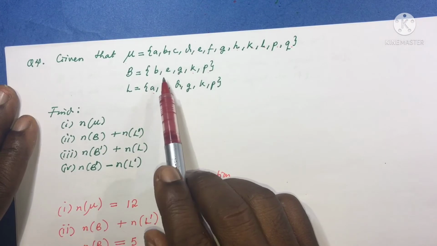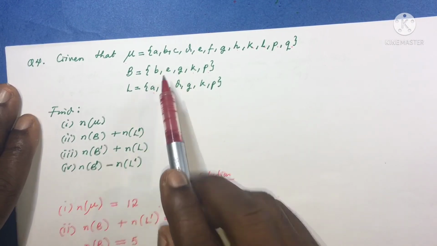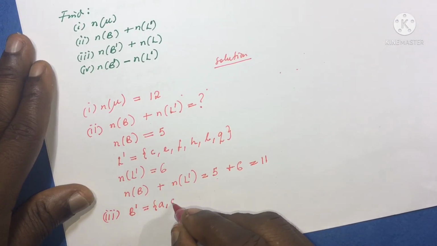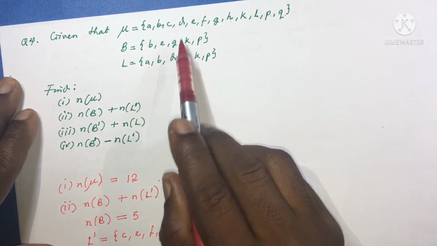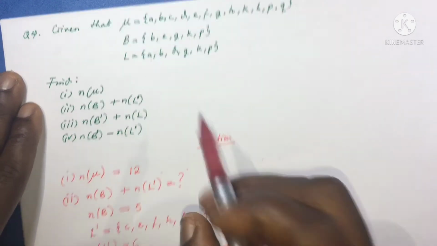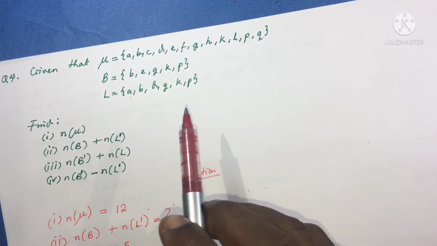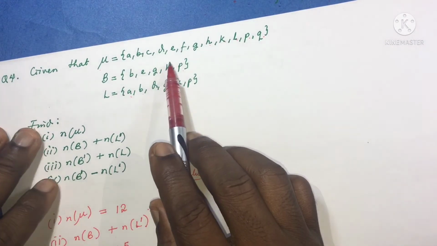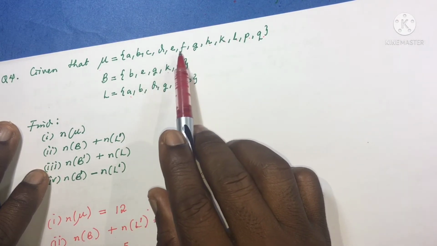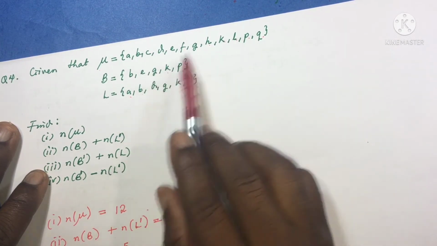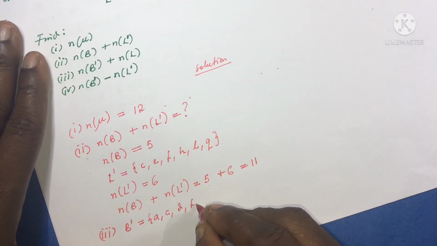So again, in the universal set there is C and it is not found in B. So I'm going to bring that here. C is found in the universal set but not in B. In the universal set we have D and it is not found in B. I'm going to write that here. In the universal set we have E and it is also found in B, so we skip that one. We have G, which is also found both ways. We have F but not found in B, so I'm going to write F here.